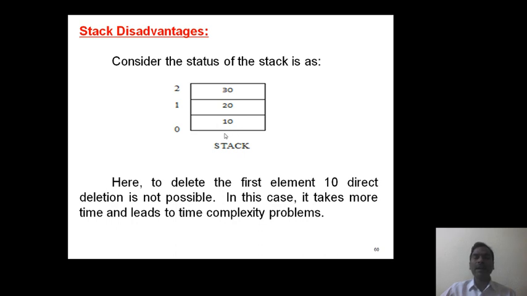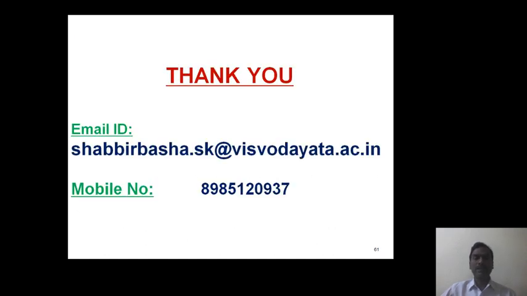After deletion of 10, we again insert 20 and 30 into the stack. For this, it takes more time. So at this stage, it leads to time complexity problems. To overcome this type of disadvantage, it is better to go for another type of data structure known as the queue data structure. Thank you one and all.